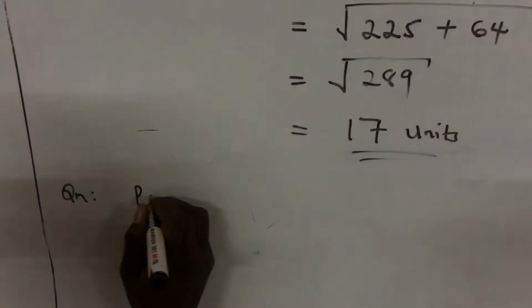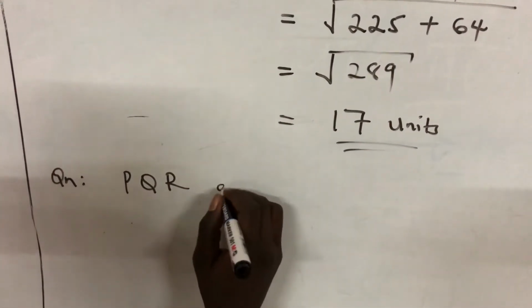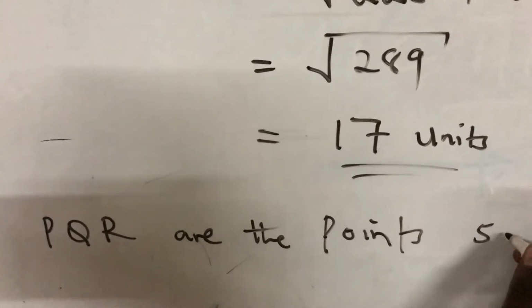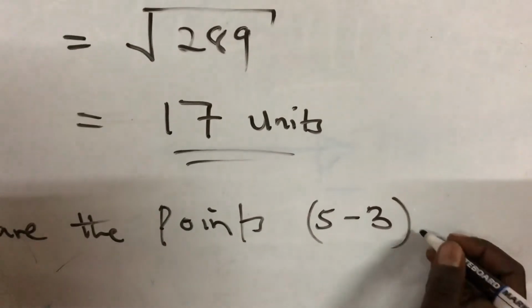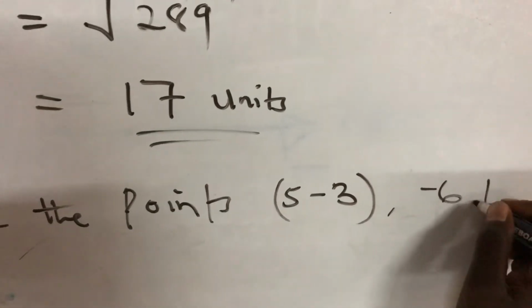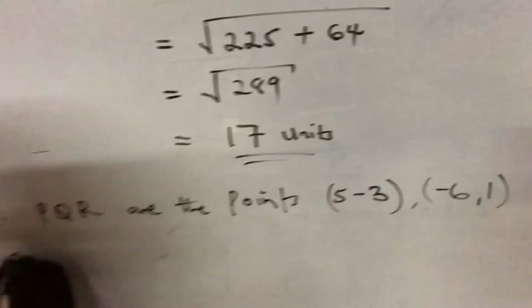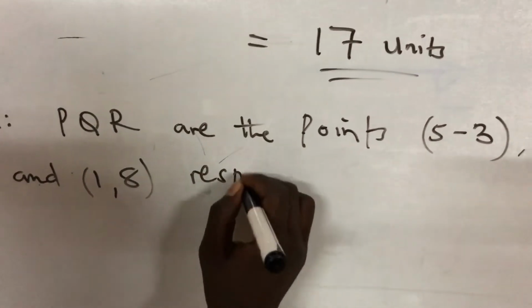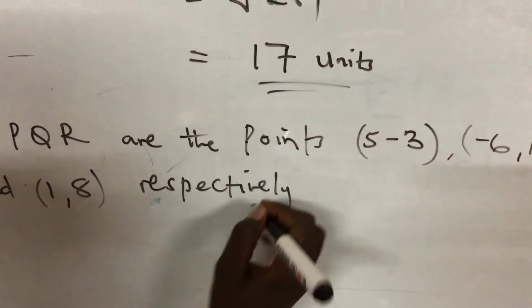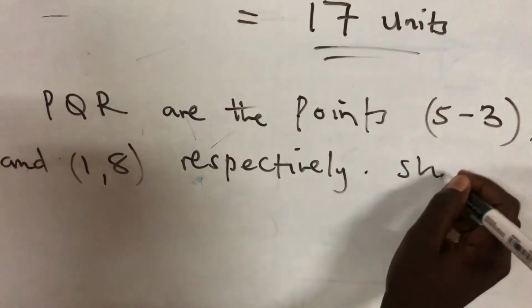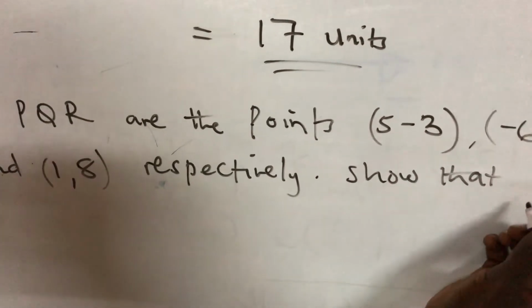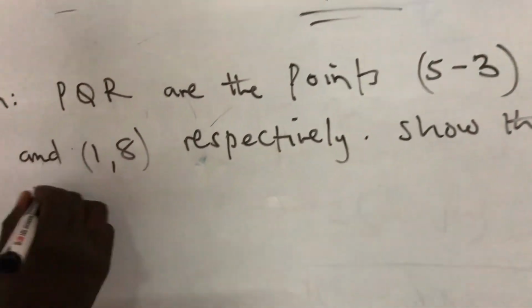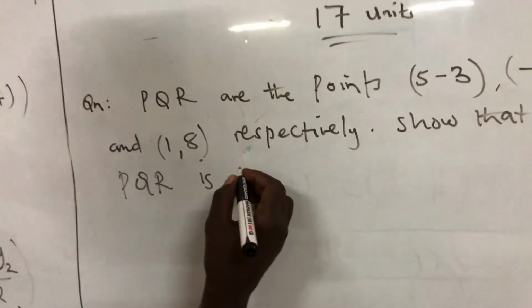Complete. Q, R are the points 5, -3, -6, 1, and 1, 8, respectively. Show that triangle PQR is isosceles.